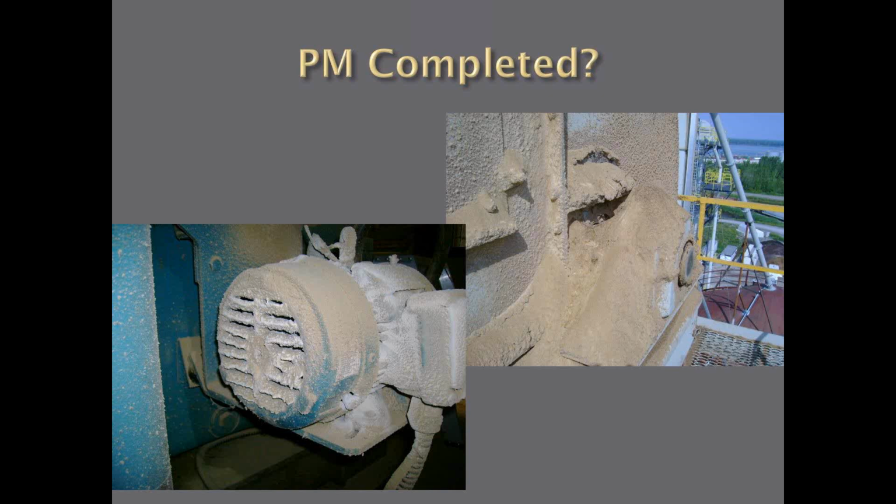So here are two components at different facilities I was at. The one in the left-hand picture here, this motor that's completely covered with dust and dirt, had a PM checked off the day before saying the PM was completed on this motor. Now, when I saw this at the plant, we were trying to do PM optimization. I took a maintenance person that did the PM, and I took an operator from the area down there. And I said, so the PM was completed on this motor? Yeah, it was completed.